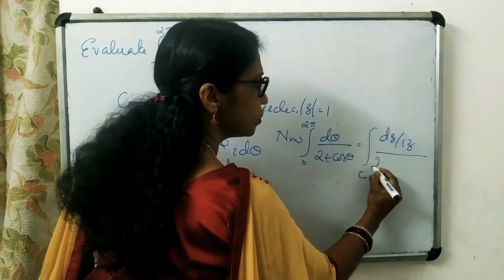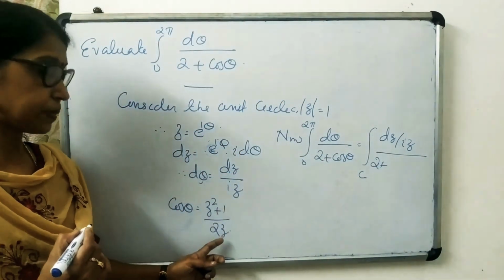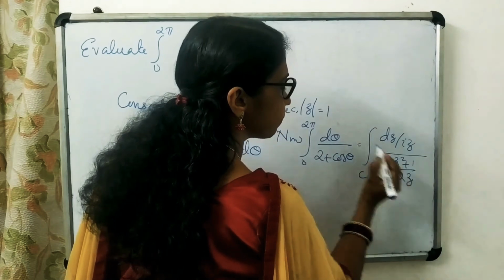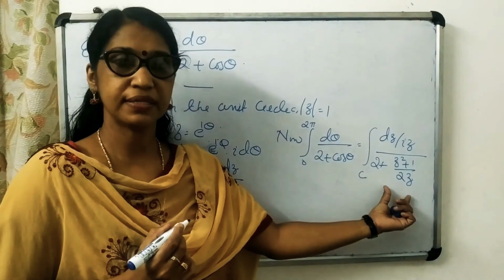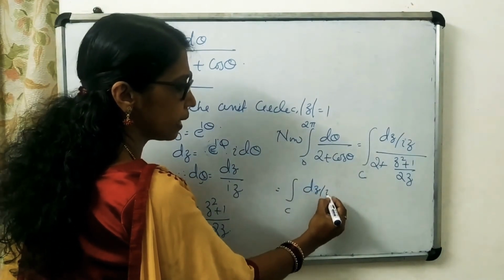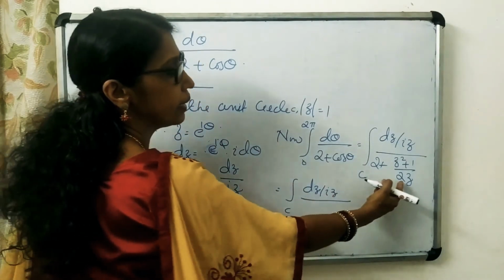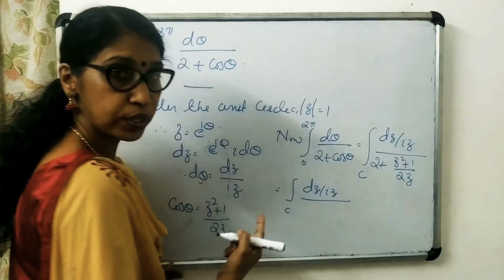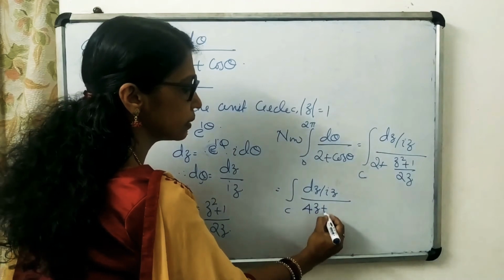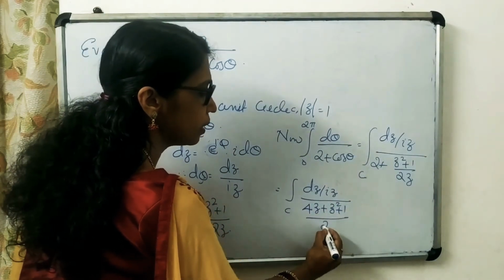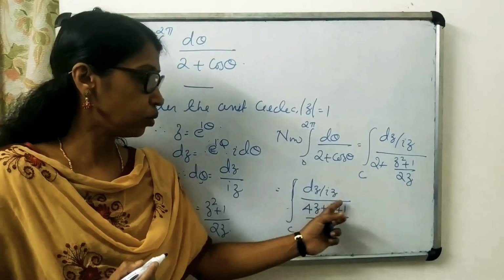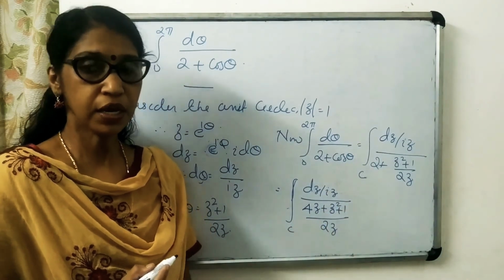The whole divided by 2 plus cos theta, which is z square plus 1 divided by 2z. Now we have to simplify this. This is equal to integral over C dz by iz, the whole divided by, taking LCM. Here the LCM is 2z, and multiplying 2z with this 2 we get 4z. That is 4z plus z square plus 1 divided by 2z.